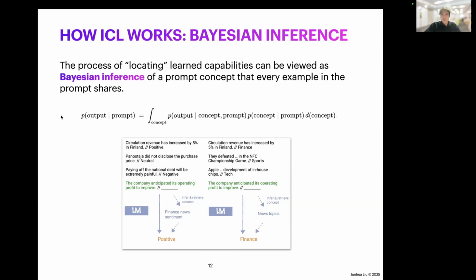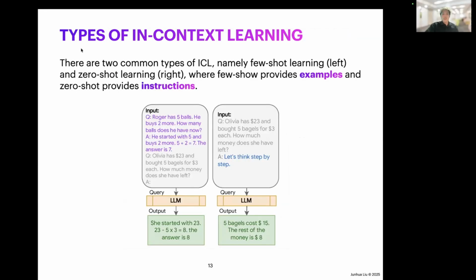This process of locating learned capability can be viewed as a Bayesian inference of a prompt concept that every example in the prompt shares. This is the generalized formula, which I won't expand further. There are generally two types of in-context learning. One is called zero-shot learning, and the other is called few-shot learning.